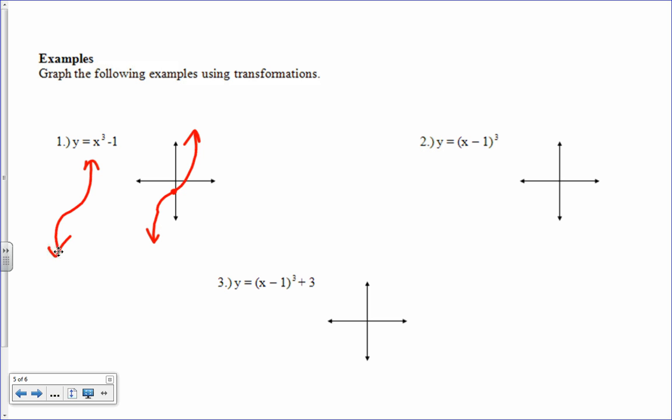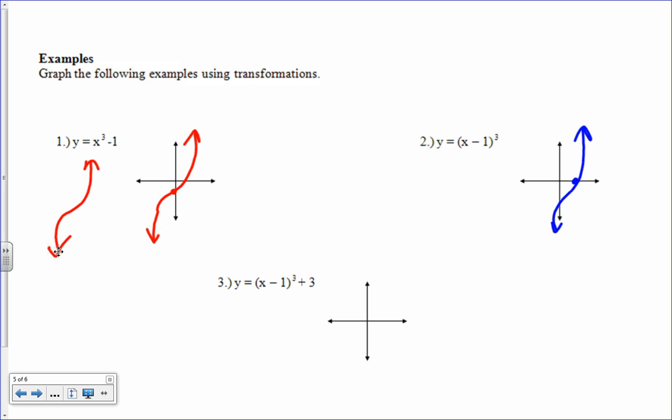Okay, what's the parent graph on number 2? X to the third again. See, it's to the third, so it's again this little snake-looking thing. But what's that minus 1 do? Does it do the exact same thing it did at number 1? No, it moves it to the right one. Very good. So not 0, 0, but because it's inside that function, so it's going to be the opposite of what you think.